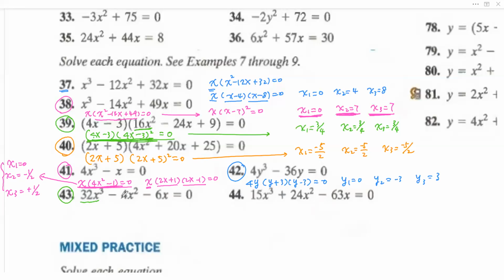All right, so 32x cubed minus 4x squared minus 6x. We can quickly find that at least 2x is their common factor, right? So here becomes 16x squared minus 2x minus 3. All right, so we need to factor this part. Here is 16 times -3, which gives -48, and you have a -2 here. How do you get -48? We need -8 times 6, right?